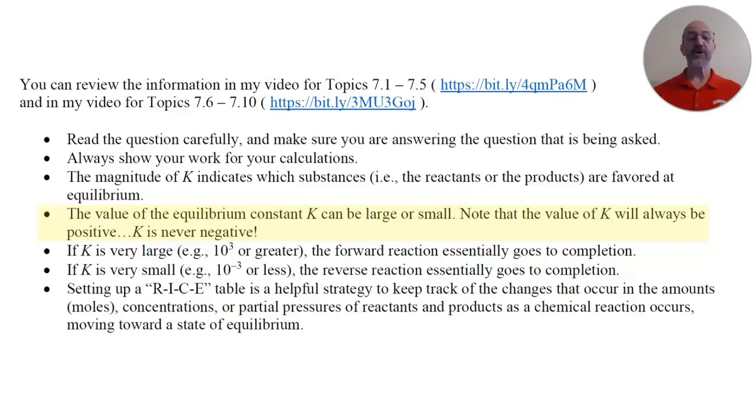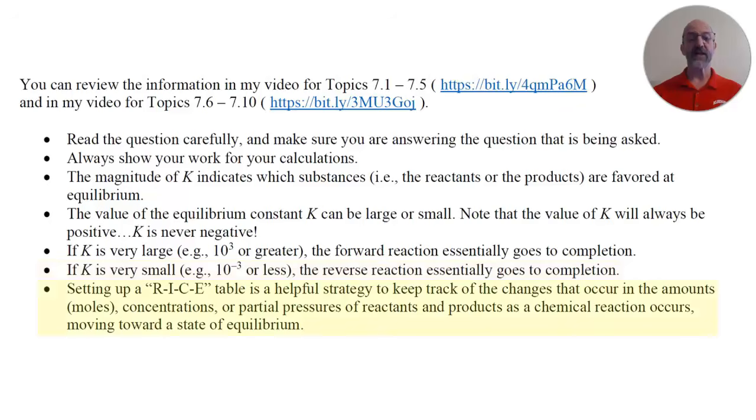And as you learned in topic 7.5, if the value of K is very large, for example, 1,000 or greater, then the forward reaction from left to right essentially goes to completion. And if the value of K is very small, for example, 10 to the negative 3 or less, then the reverse reaction from right to left essentially goes to completion.